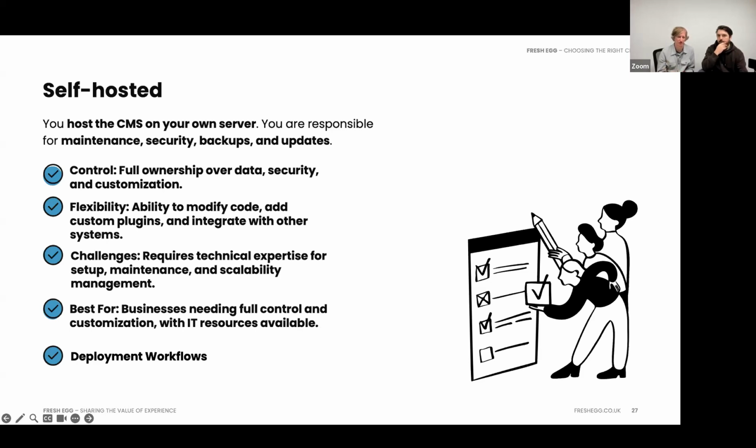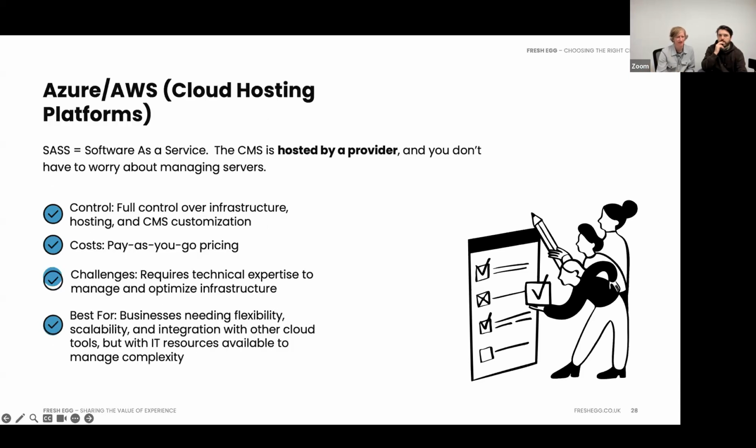This is very much you managing it with a very technical team, looking after the updates, the backups, all of that kind of stuff. And as we move towards the end, you'll see some of that stuff can be taken care of by vendors. This is kind of the middle ground. So you've got Azure and Amazon Web Services. There are other ones available. These are the big two. So this is like a middle ground.